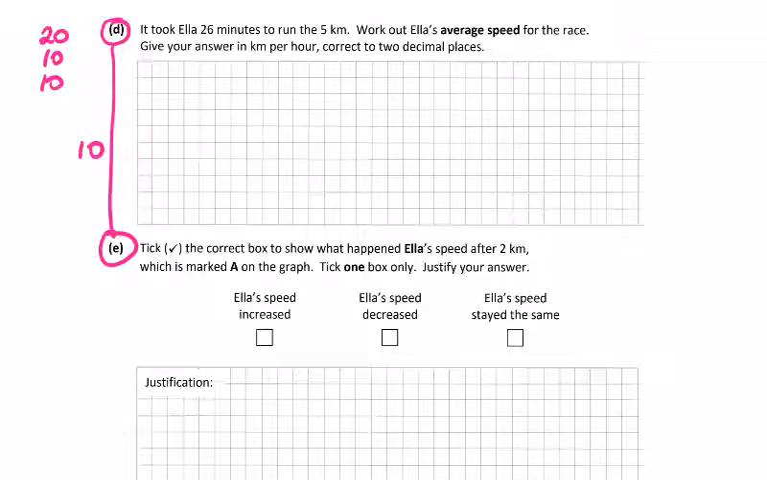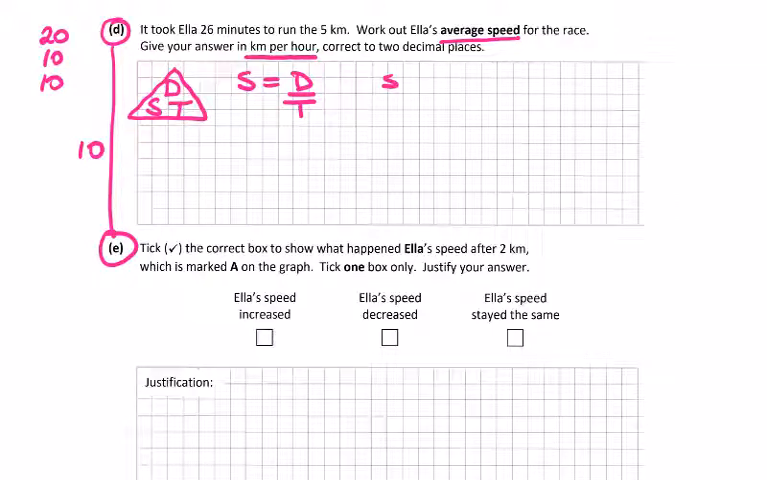So let's have a look at D. It took Ella 26 minutes to run 5k. Work out her average speed. So that was the distance, speed, time triangle. I think it's always handy to write it down the way you were shown in class. We're looking for speed. So from the diagram, speed is equal to distance divided by time. Let's check. We're looking for our answer in kilometers per hour, correct to 2 decimal places.